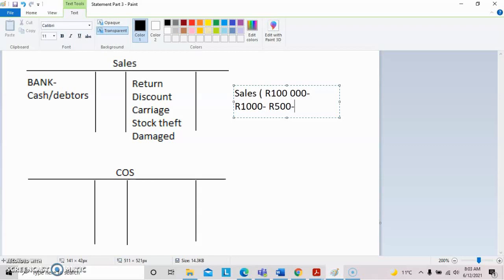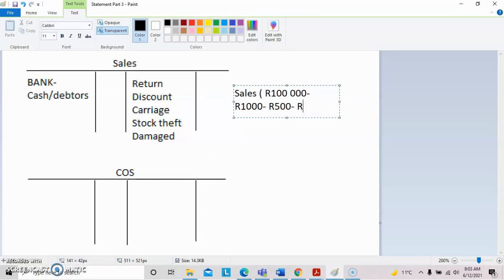If there was a carriage on sales, don't forget it's carriage on sales, not carriage on purchases, because if it's carriage on purchases, it means that it doesn't affect anything within our sales and cost of sales. I hope that's clear. So you will minus your carriage on sales. Then if ever there was a stock theft, like something that could have been sold, or something that was already sold but got lost somewhere and the customer ended up not getting it, but we had already sold it.